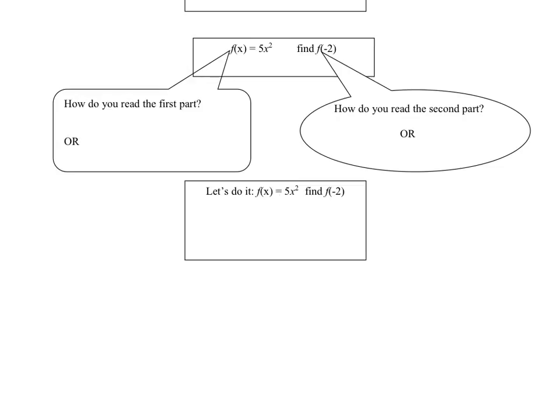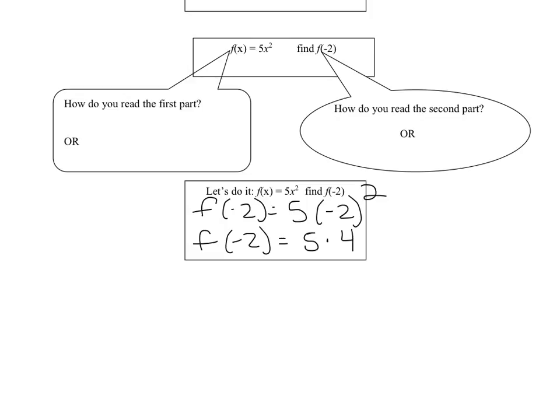So I'm going to do this. I'm just going to write f of negative 2 equals 5 times negative 2 squared. Now don't forget that negative 2 has to go in parentheses when you square it. Or you just could have written f of negative 2 is equal to 5 times 4. You could have started the problem that way if you wanted. And then you say f of negative 2 equals 20.